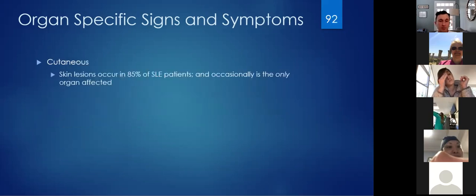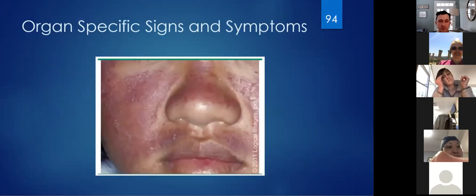So skin lesions are pretty common. Occasionally, it can be the only manifestation of lupus. You know, classically, you see the malar rash. Now, it's really, really important to note the sparing of the nasolabial folds here. Now, this rash is photosensitive. It's usually painful. It's usually itchy. But it virtually always spares the nasolabial folds.